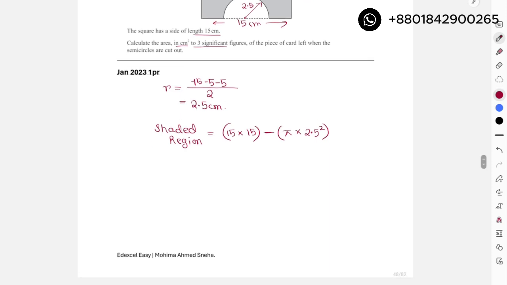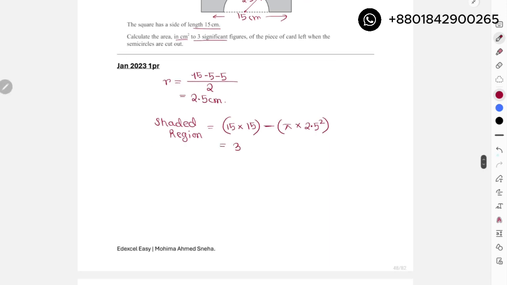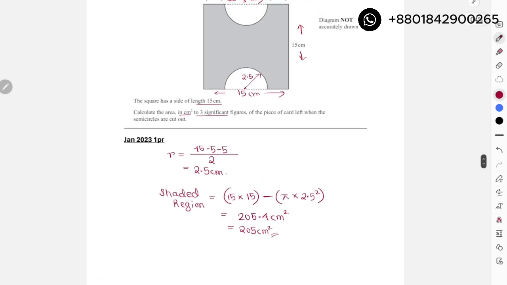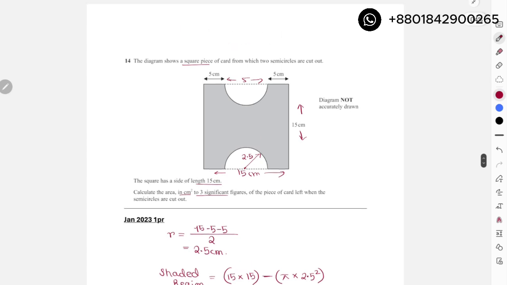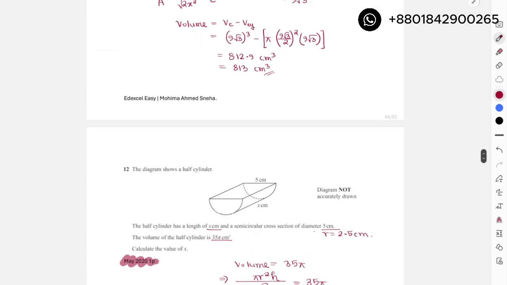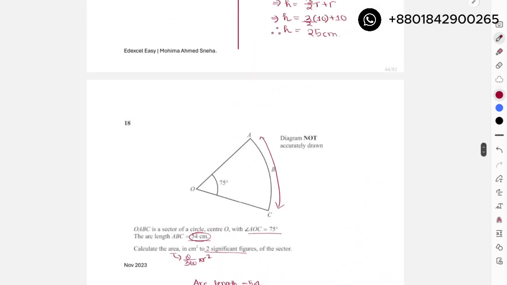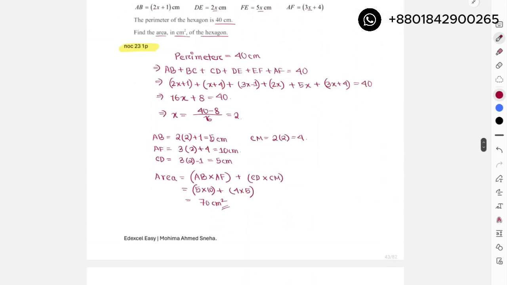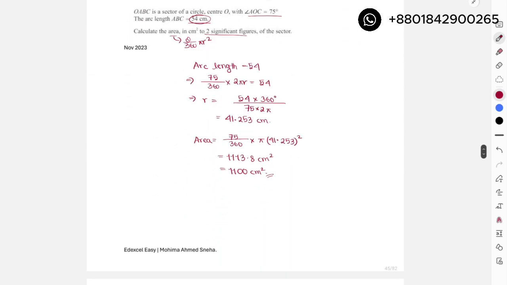That leaves you with actually 205.4 centimeters square. After this, you get 205 centimeters square, right? So this is your final area for the shaded region. This is it. I think this is the last maths for mensuration. So I hope this mensuration maths was clear for everyone. We will now move on to trigonometry, right? That is the end for your mensuration maths.